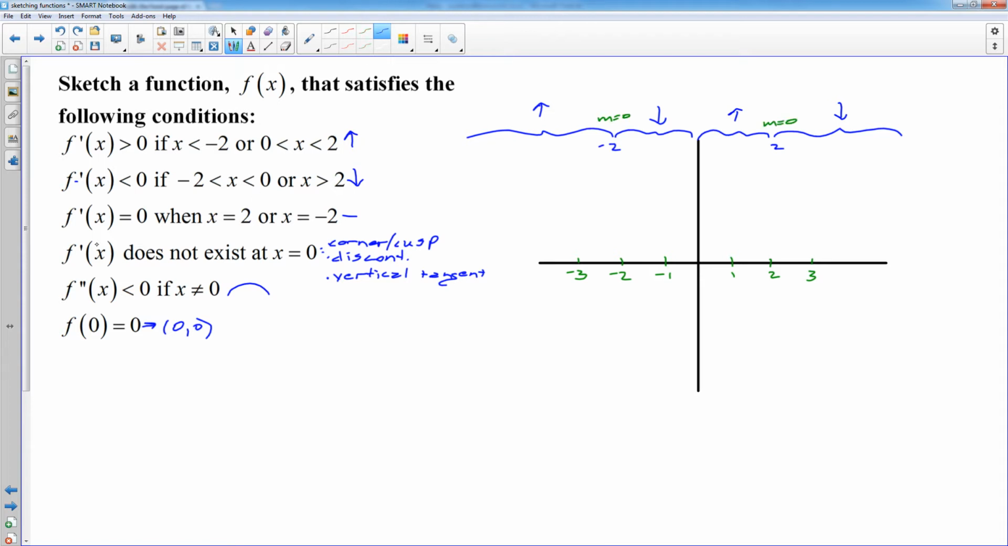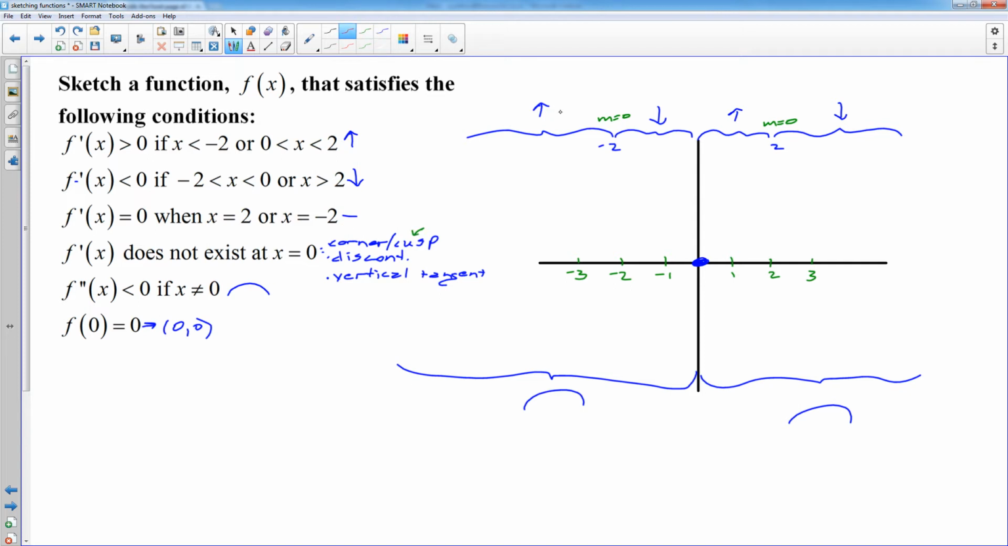Then concavity. I am concave down everywhere but 0. So to the left of my y-axis, my function's concave down, and to the right of the y-axis, my function's concave down. And then finally, I need to make sure that I actually hit the point 0, 0. Remember that 0, 0, or x equals 0, is where my derivative does not exist. And since my function is defined, I actually have a point there. I am leaning towards a corner or a cusp. That's what I'm leaning towards, although there may be other options.